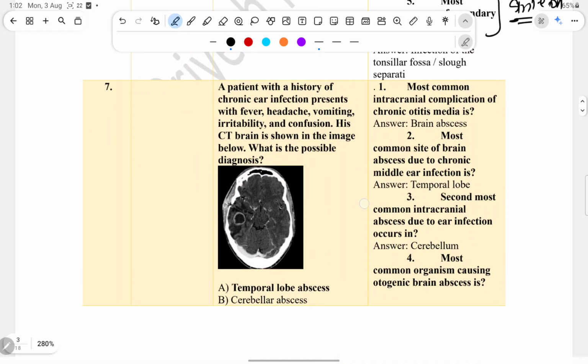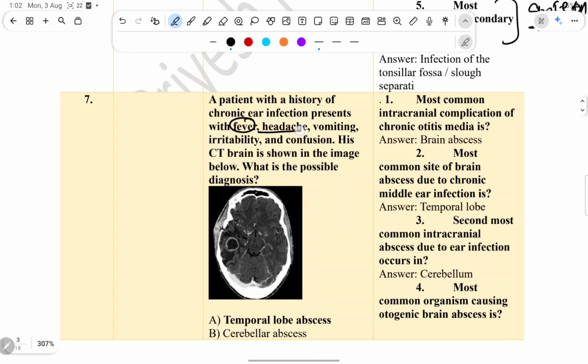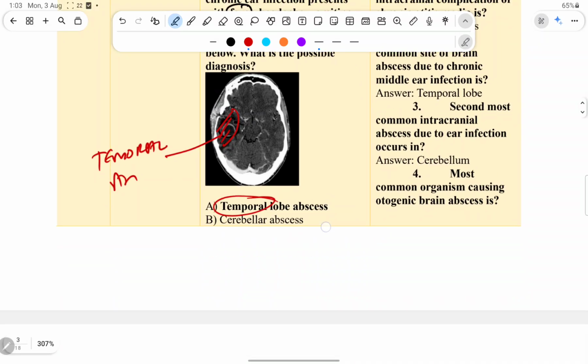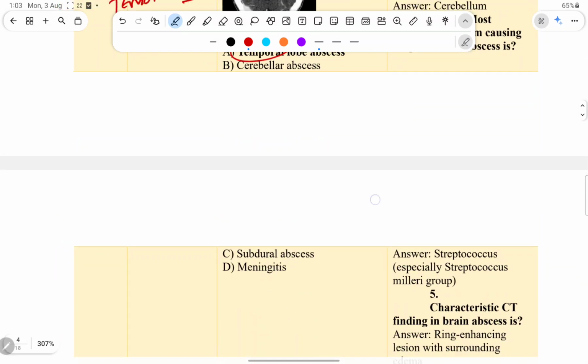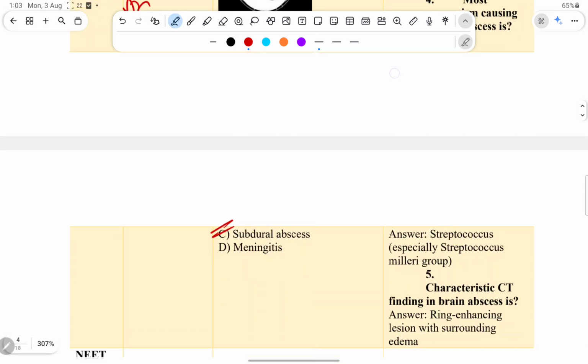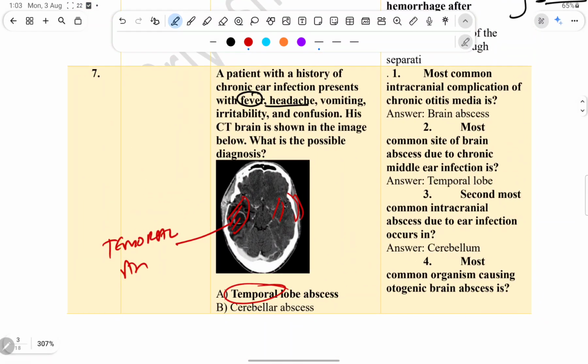Okay. Next, a patient presents with a history of chronic ear infection, with fever, headache, and vomiting. Since fever and headache are present, his brain CT is shown this way. Since this is a temporal area, it can be a temporal lobe abscess. Usually a cerebellar abscess is not visualized in this CT. A subdural abscess will be more toward the subdural space, and meningitis will present with neck rigidity etc.